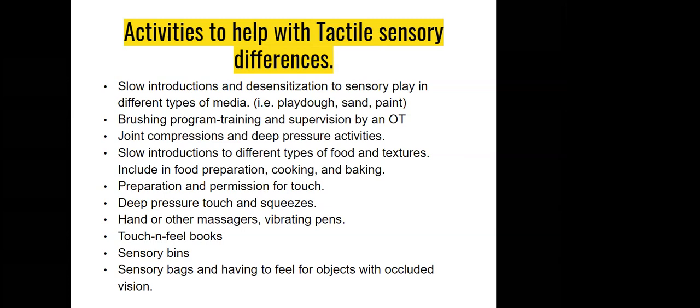Sensory bags and having to feel for objects with occluded vision. So can they stick their hand down in a bag and pull out a bell or a ball, or when you have other items in there, just improving their tactile sensory input and identification.